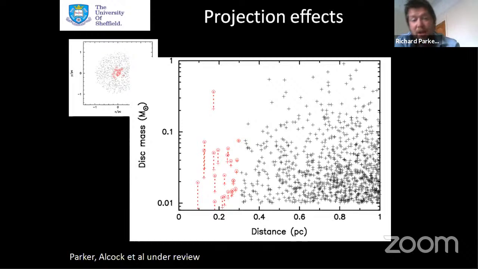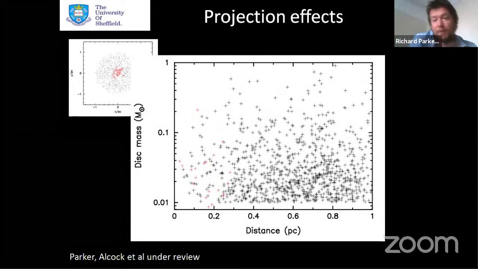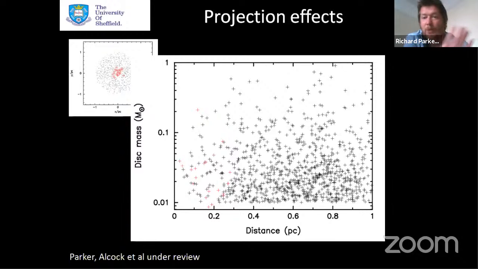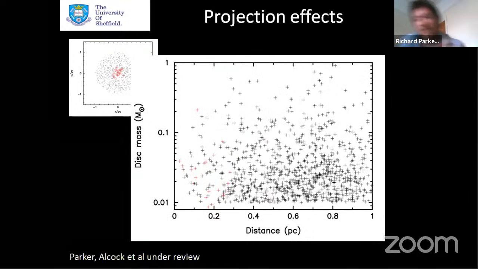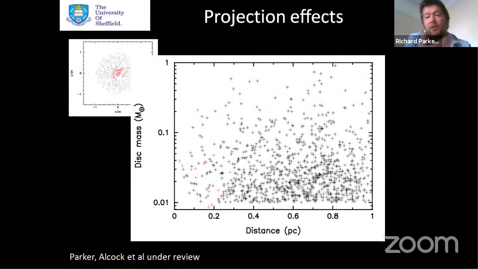When you do that, you see a lot of foreground and background stars that get in the way. All of a sudden, what appeared to be a correlation between the mass of the disk, or whether or not the star still has a disk, and its distance to the ionizing source, disappears. With a 2D projection, you're getting line of sight effects, and quite a bit of confusion.